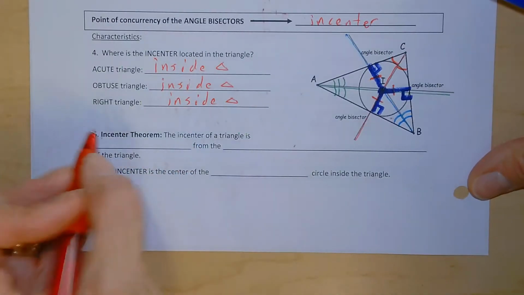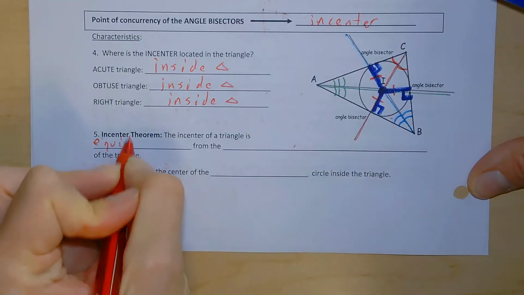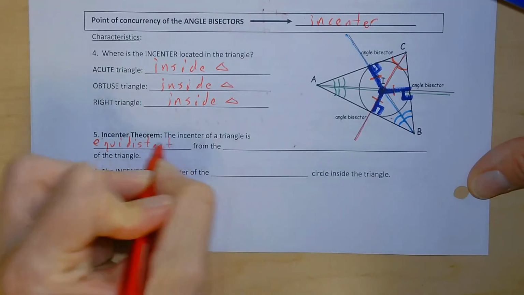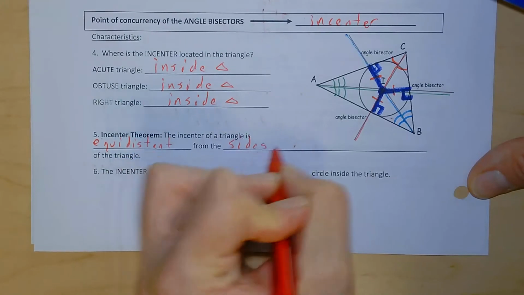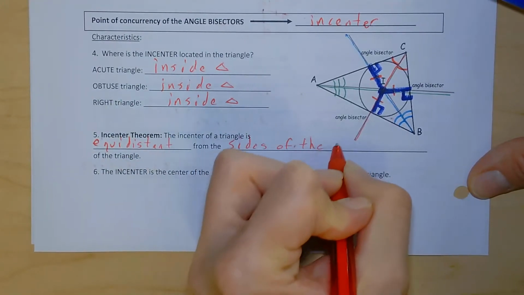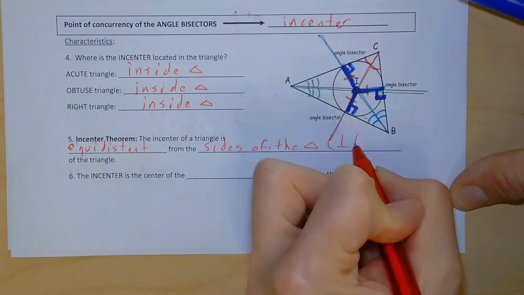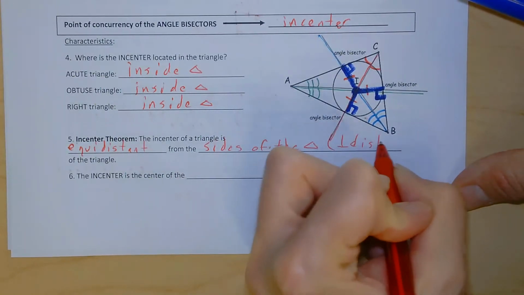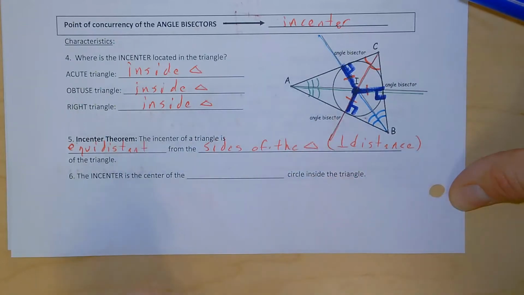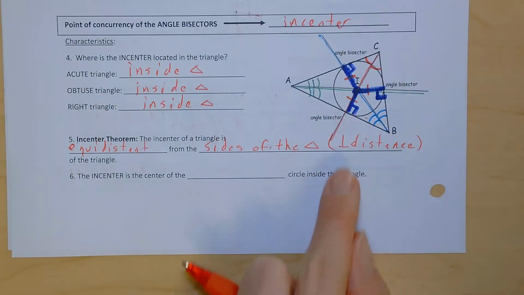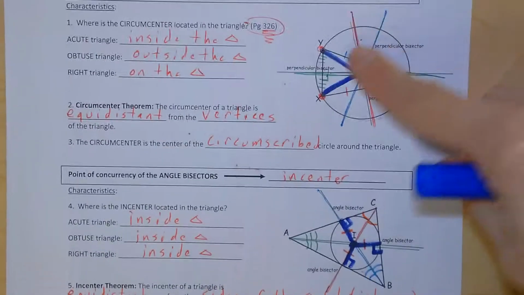The in-center of a triangle is equidistant from the sides of the triangle. Now, I made the blank a little longer, and that's because you've got to remember it's always the perpendicular distance. So when you're talking about distance this year, anytime you say a distance, it automatically is assumed that it's the perpendicular distance.